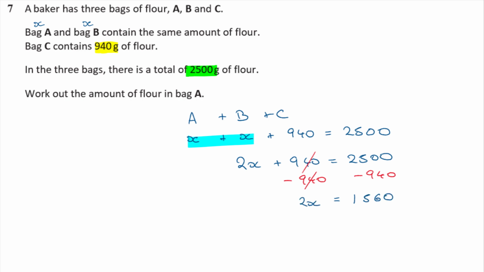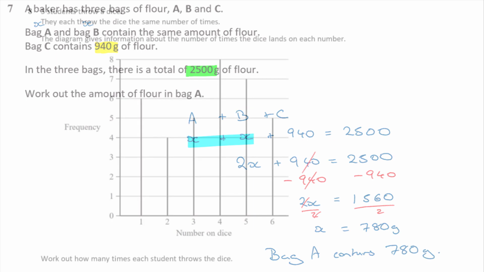Okay, and then dividing both sides by 2. It's going to leave you just with X. X is equal to half of 1,560, which is 780 grams, then, isn't it? So, how much is in bag A? Bag A contains 780 grams.